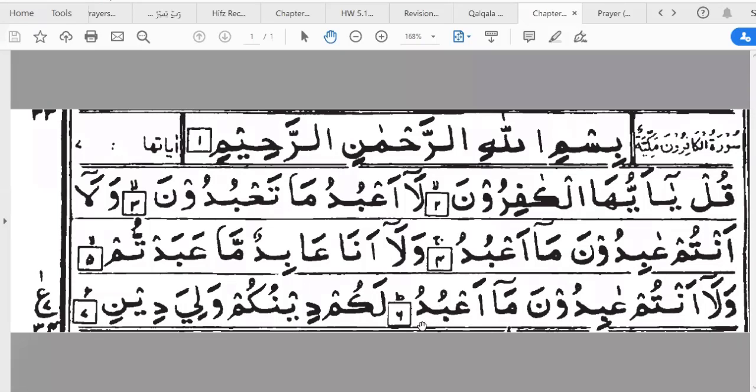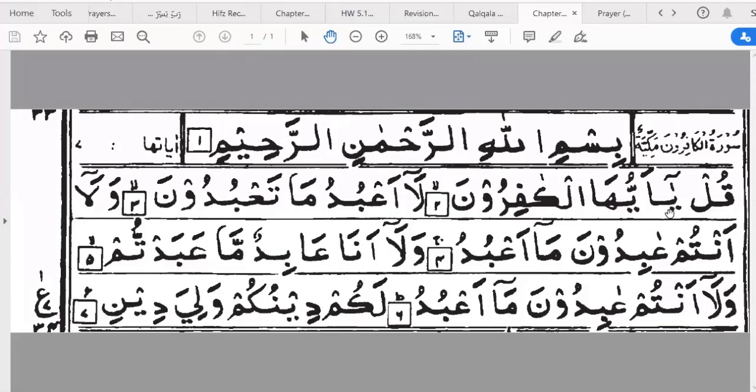Okay, Jazakallah for your participation. If you could just read it one more time. Fala antum abidoona ma a'bud. Beautiful. Okay, Jazakallah. Allah Hafiz for now. And I'm just going to finish off the final verse because there's not enough time to get a participant. Lakum dinukum waliyadin.